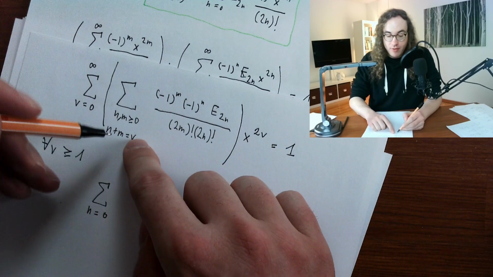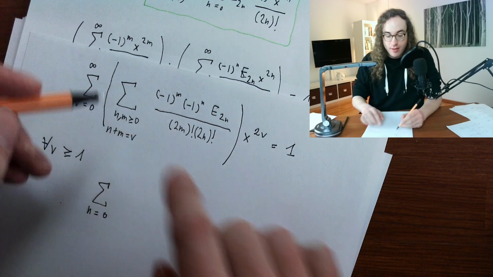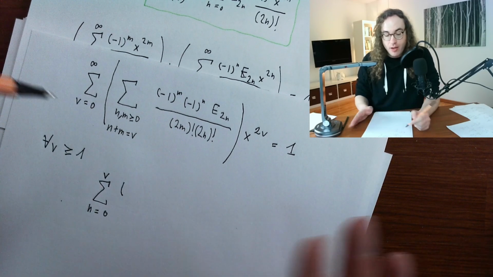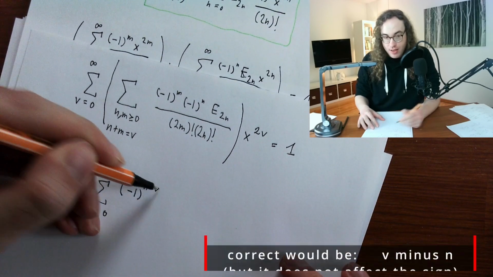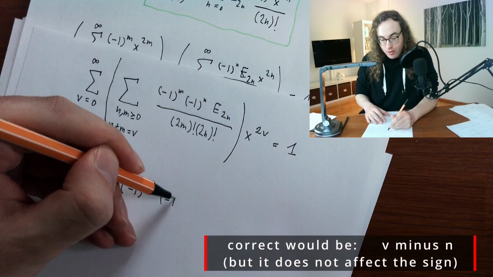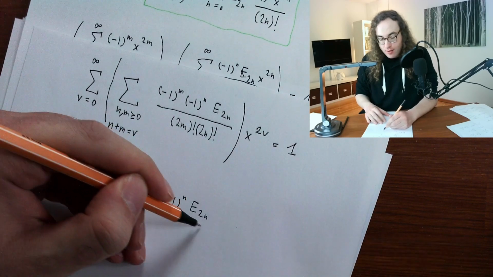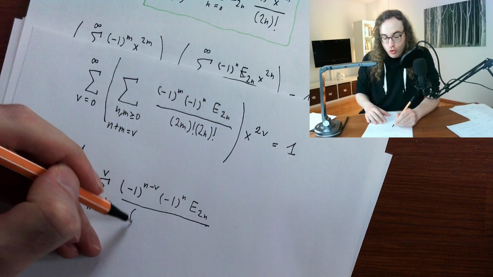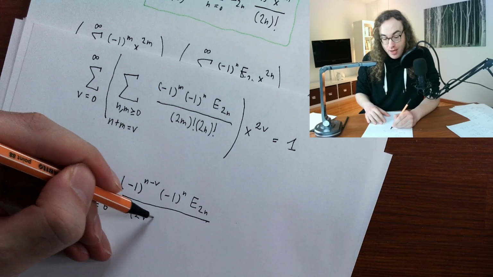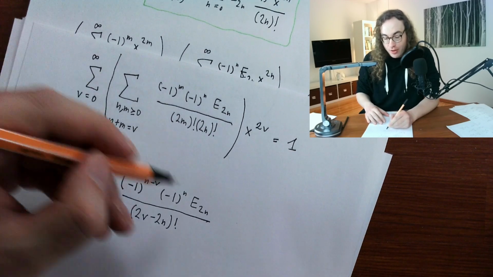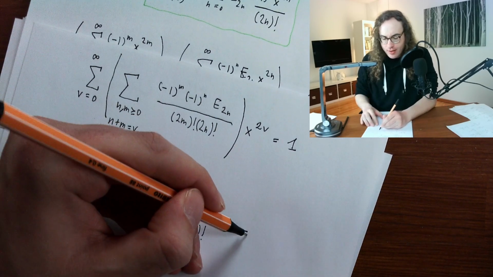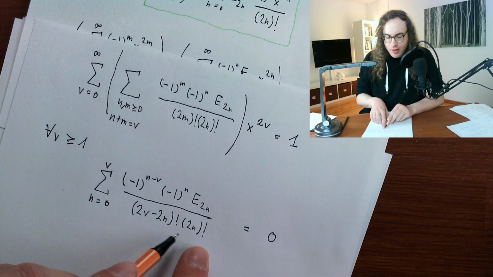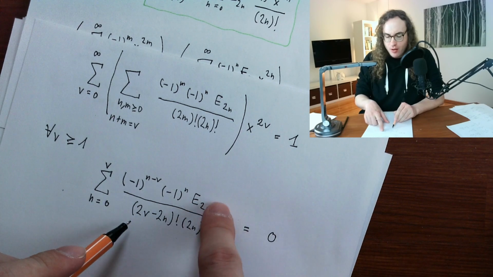n can at most be v because m has to be non-negative, so from 0 to v. Everywhere I have to replace m by v minus n. So minus 1 to the n minus v times minus 1 to the n, then E_n, and now divided by (2v minus 2n) factorial times (2n) factorial. And this is 0. This looks a little bit like a binomial coefficient, but something in the numerator is missing.